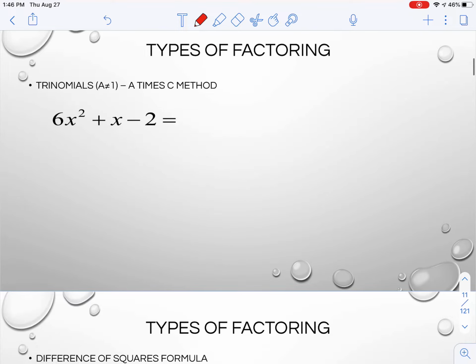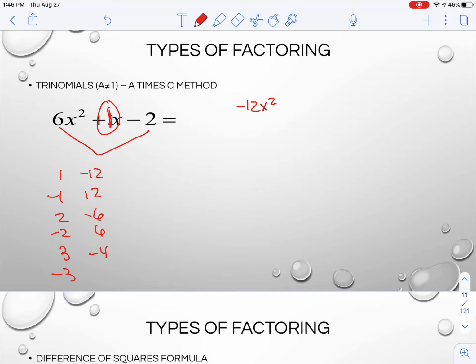Let's try another one. Okay, so we're going to multiply a times c. Okay, that gives me negative 12x squared. So what multiplies to give me negative 12 but adds to give me a positive 1? So list your factors of negative 12. 1, negative 12, negative 1, 12, 2, negative 6, negative 2, positive 6, 3, negative 4, or negative 3, positive 4. Okay, and our winner is actually our last one here.